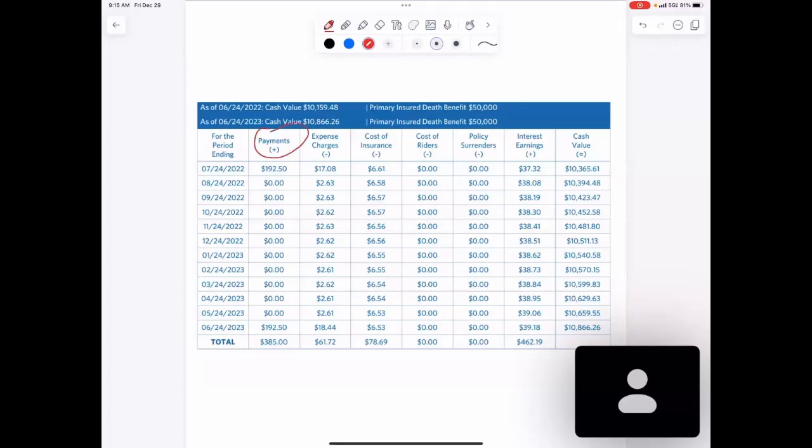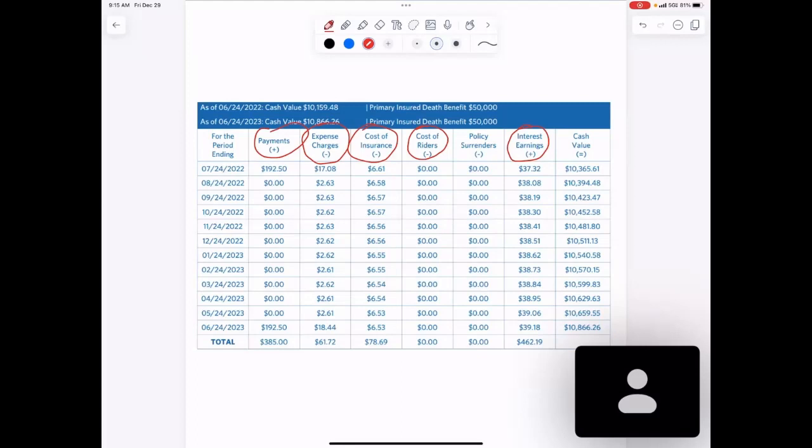So you're going to have the payments. So what are they paying? What are the expense charges? That's one of the fees. What is the cost of insurance, which is how much it costs to insure the individual? Are there any riders associated with it? And then you'll look at interest as well. So those are the things that we're looking for.